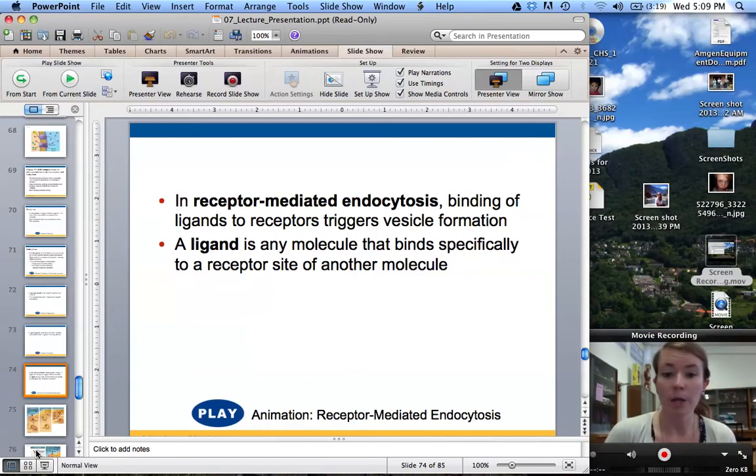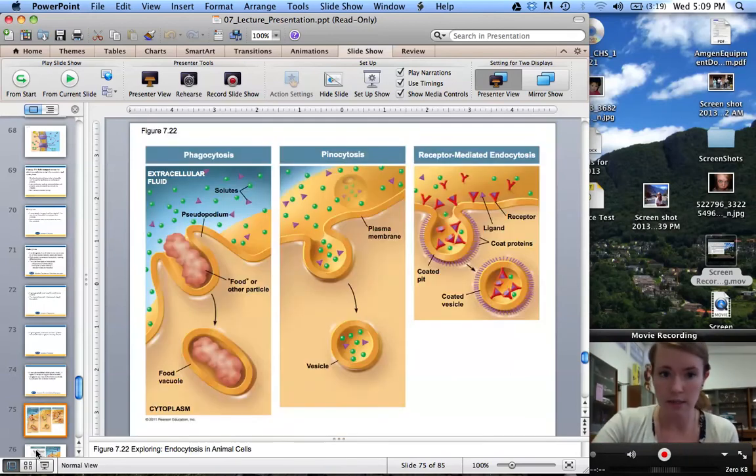So a ligand is any molecule that binds specifically to the receptor site of another molecule. So it's kind of like how a substrate binds to an enzyme. A ligand is something that binds to a receptor. So let's look at a picture.